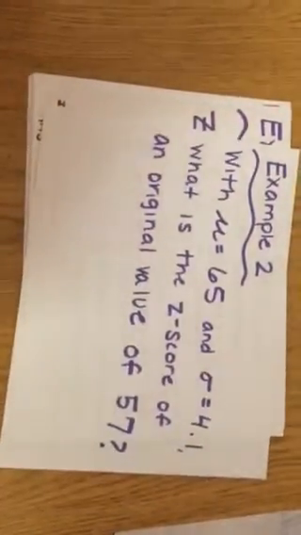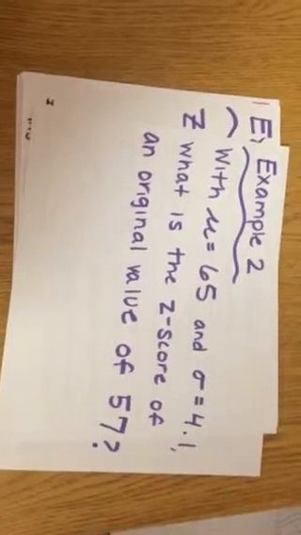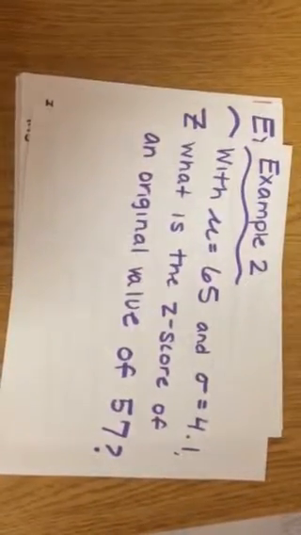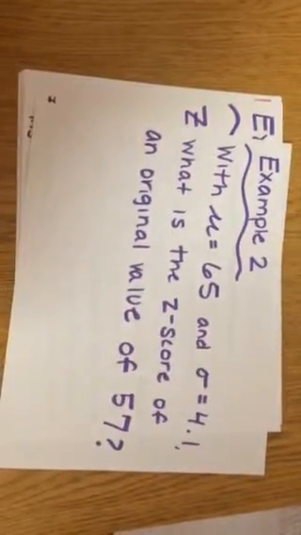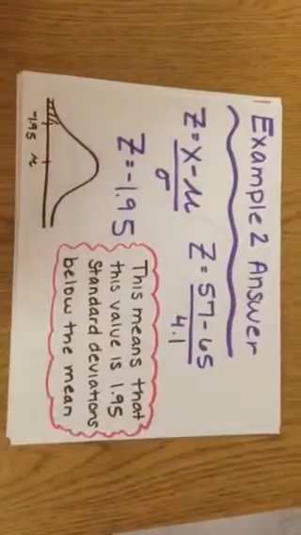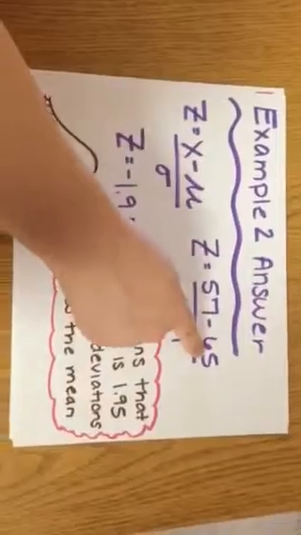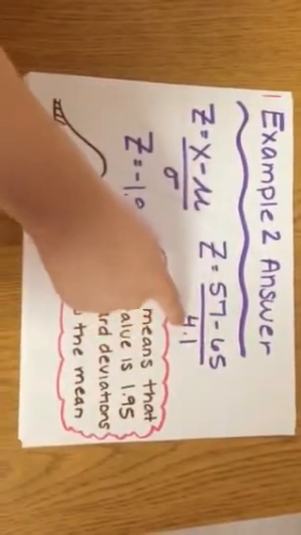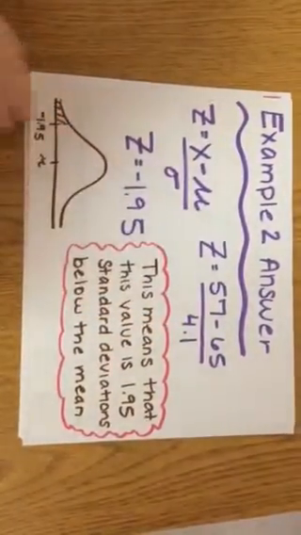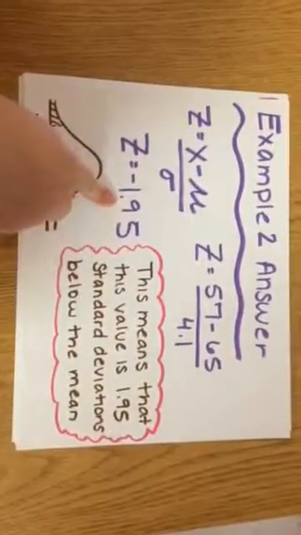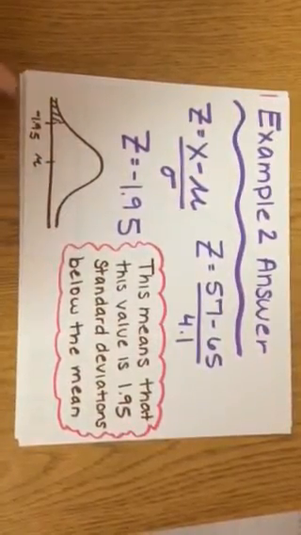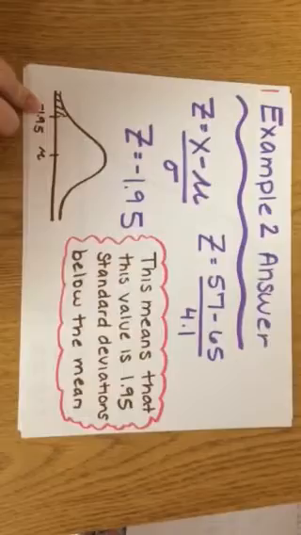Example 2 asks, with a mean of 65 and a standard deviation of 4.1, what is the z-score of an original value of 57? By plugging in the original value 57 minus the mean 65 and divided by the standard deviation of 4.1, we get the answer negative 1.95. This means that the value is 1.95 standard deviations below the mean.